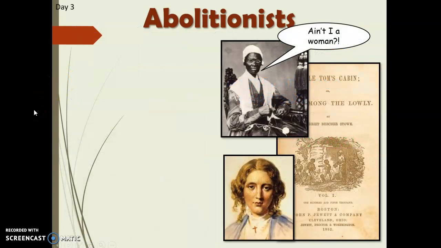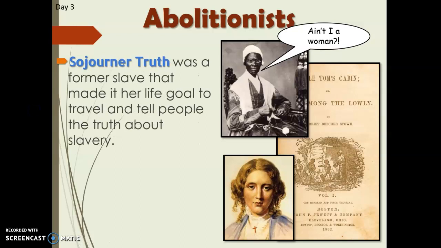So the other 2 abolitionists are the women. First one we have is Sojourner Truth. So she changed her name. She was a slave, a runaway slave, and she made it her life goal to travel and tell people the truth about slavery. She had a very famous speech called "Ain't I a Woman," and she became a very good speaker. Traveled all out west to tell her story and to tell about the problems of women and about anti-slavery.